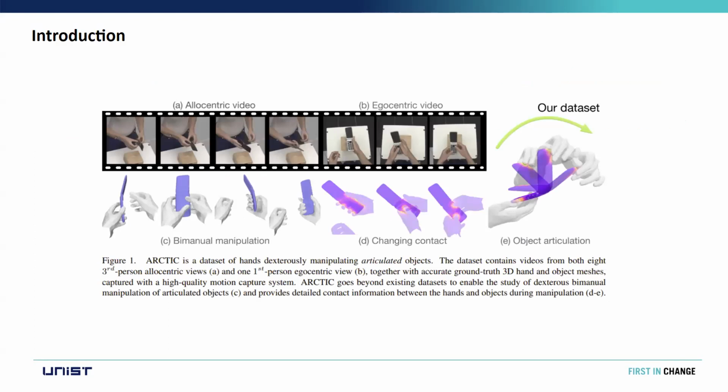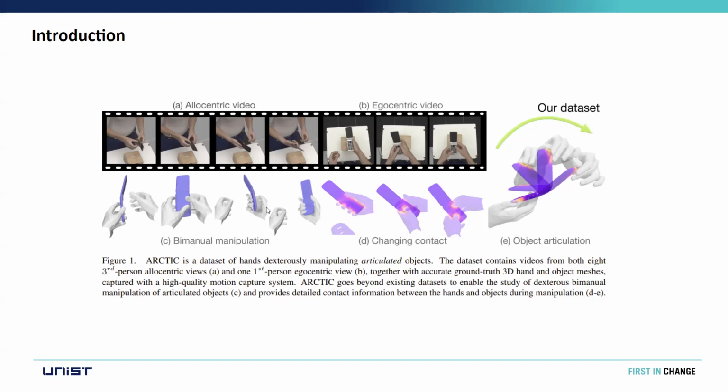So this is the qualitative image. First, they provide different kinds of video. The first one is allocentric video and the other is egocentric video. Allocentric video is in a third person perspective, while egocentric video is in the first person perspective. For each dataset, they try to reconstruct a 3D mesh of the object and hands.